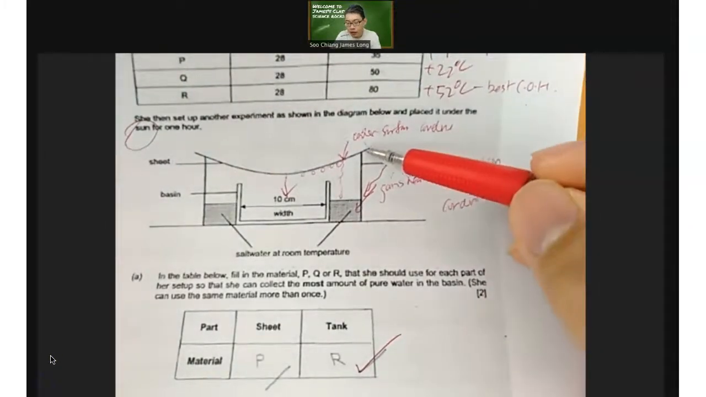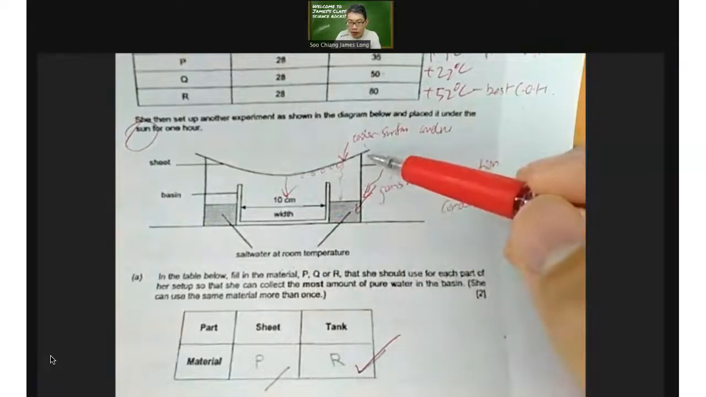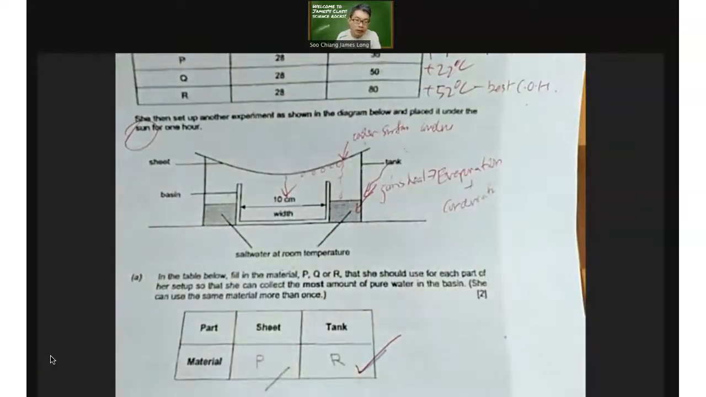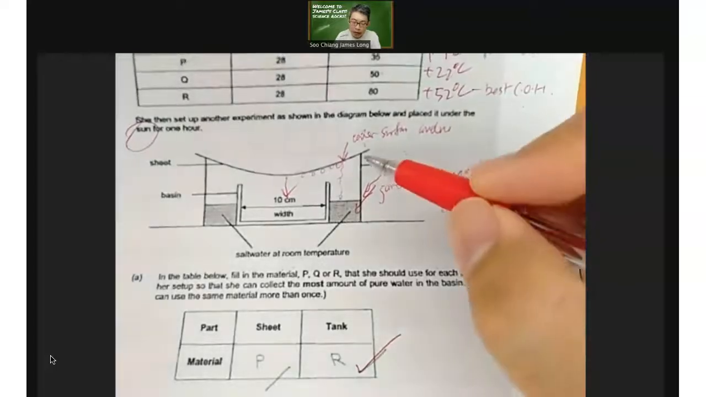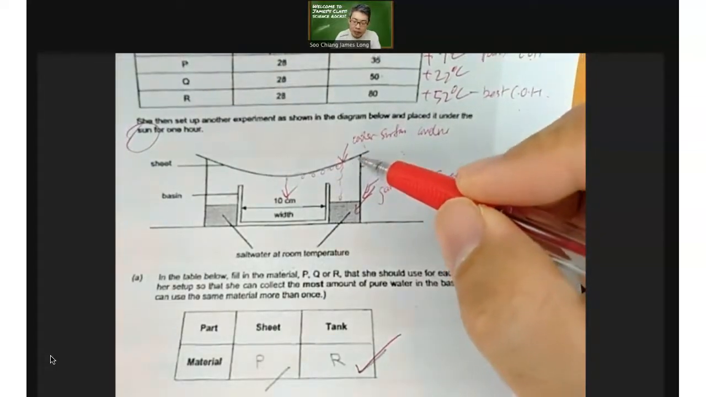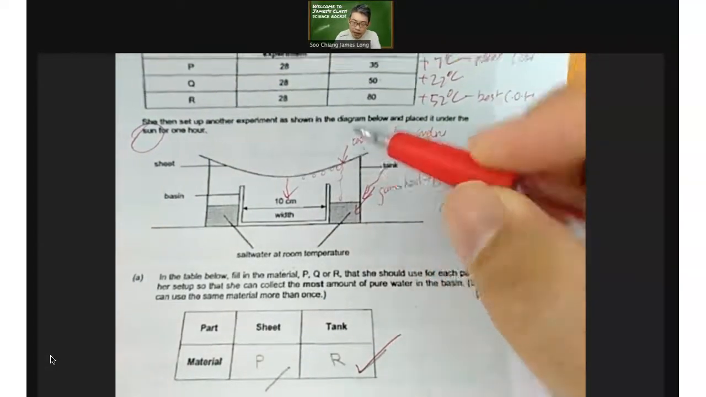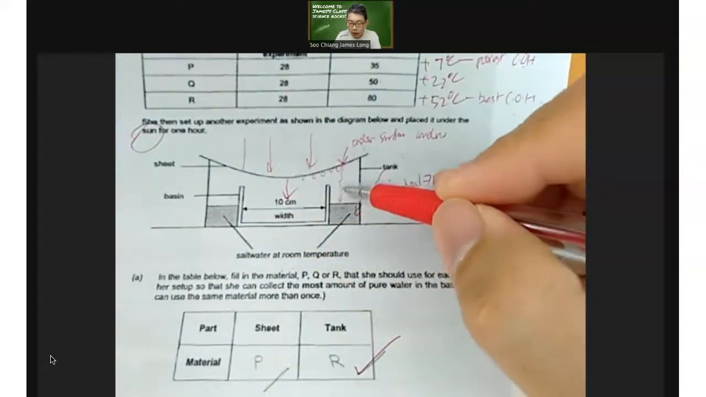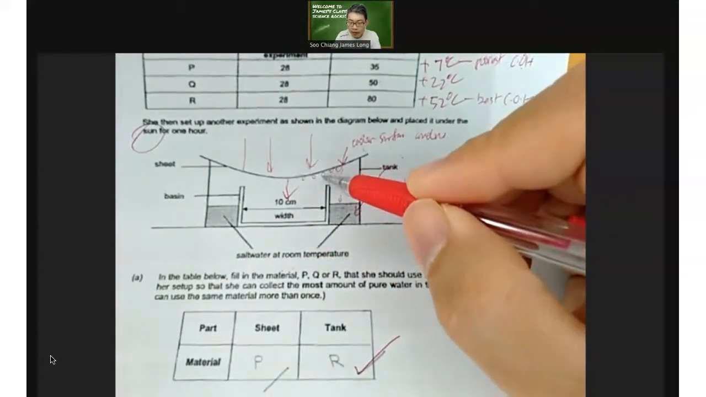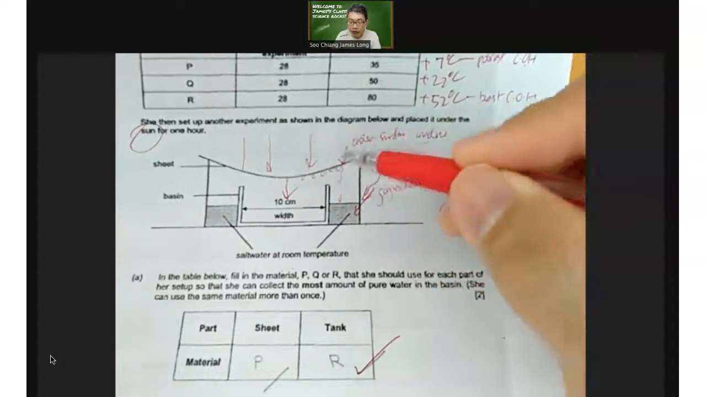So I was thinking, what could this material be? If it is a good conductor of heat, let's say like metal, does it work? I think it will work. The problem with metal here, of course, is that the metal also gains heat fast from the sun. That means that this will be hot. So whatever water droplets condense here will gain heat as well and then evaporate quickly.